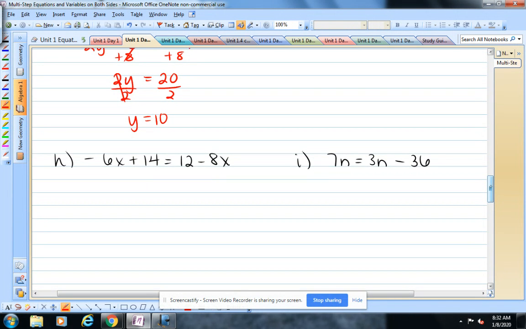Look at H. Look at H, please. Negative 6x plus 14 equals 12 minus 8x, sorry. So what do you think we want to do first? Get my variables together. Y'all want to move the 8x over? So if I move the 8x, what do I need to do to it? Add 8x. Very good, because it's minus 8x, so to get rid of it, I have to add it. Do the opposite. Yeah, I like it to be positive. So that's going to be a positive 2x. Copy the rest.